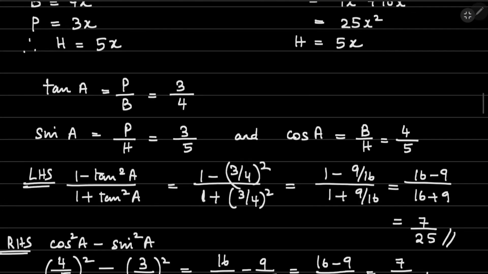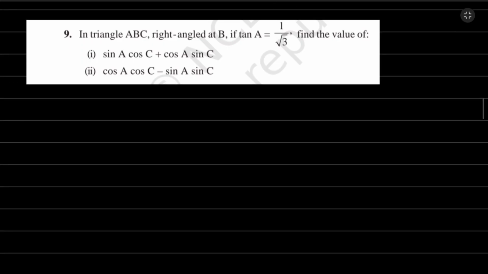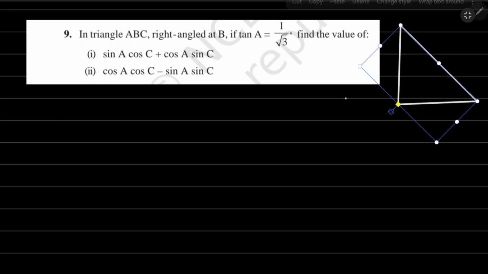Okay, let's move on to question number 9. In triangle ABC, which is right angled at B, if tan A is equal to 1 by root 3, find the value of sin A cos C plus cos A sin C. Let us draw our right angle triangle. It is right angled at B. So this is our right angle triangle. Okay, this is right angled at B.